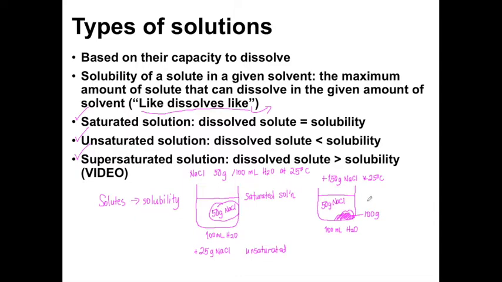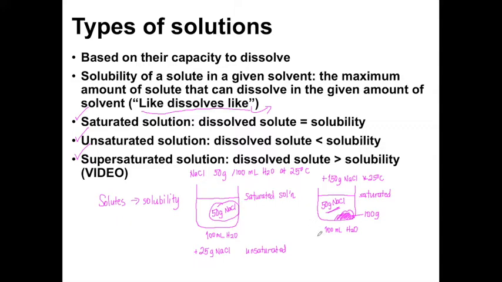So what type of solution is this? This is still a saturated solution because the dissolved is equal to the solubility. It's 50 grams, okay? The 100 grams didn't dissolve. So this is still saturated.